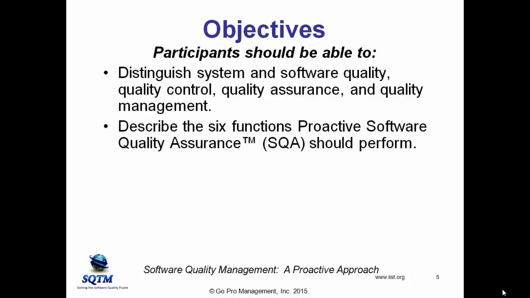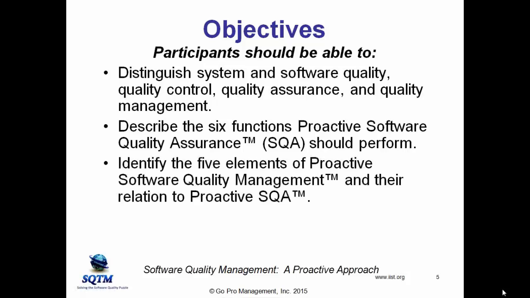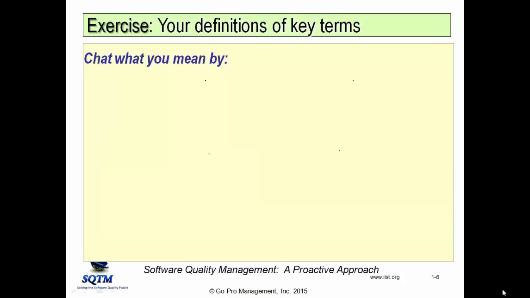I'm going to describe to you what I call proactive software quality assurance, and specifically the 6 functions that it should perform, and then relate that to the 5 elements of what I call proactive software quality management, and see how quality management and quality assurance, these terms, some people make distinctions, some people don't, so we're going to be delving into that. So you folks are going to get to do some work here.